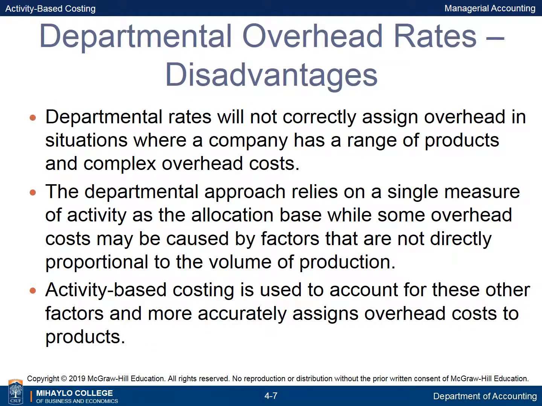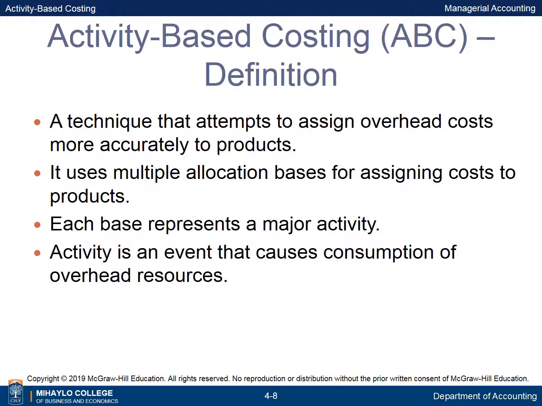Departmental overhead rates will not correctly assign overhead costs in situations where a company has a range of products and complex overhead costs. This is because the departmental approach relies exclusively on volume-related allocation bases. Some overhead costs may be caused by factors that are not related to the volume of production. A more sophisticated approach, such as activity-based costing, is required to account for these other factors.